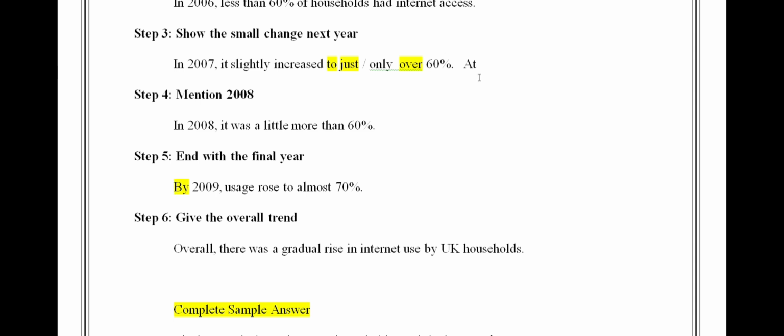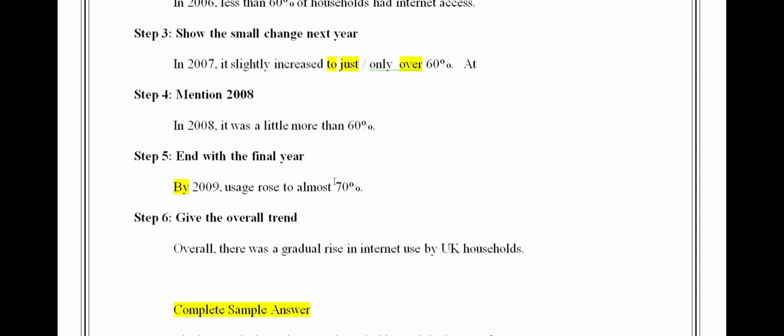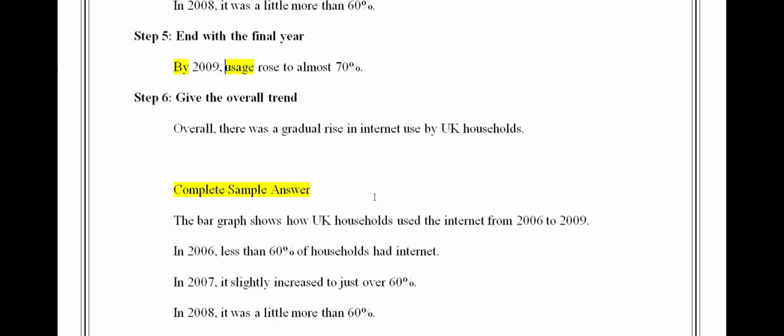By 2009, usage rose. Now as we have seen here, we used the words internet access. We have used the word used, so the same synonym we are using here again. Usage itself is the subject. Usage rose, past tense, to almost, rose to, there is a rise, there is an upward curve. So it is usage rose to almost 70%.